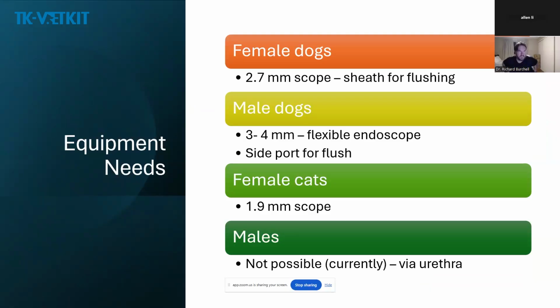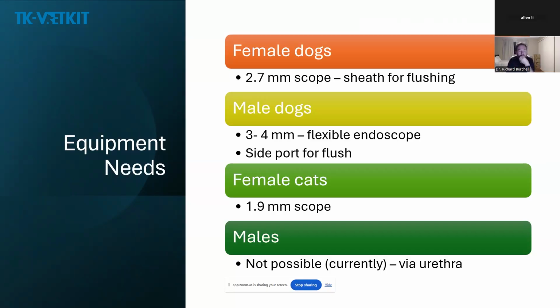Fortunately, there's overlap here, because for female dogs, that 2.7 millimeter scope in most cases will be fit for purpose. I used a 2.7 millimeter scope with a sheath quite recently on a 16-week golden retriever female, was able to get that in. Male dogs is a bit more of a challenge, because you need about a 3 to 4 millimeter flexible endoscope with a side port for flush, and it needs to be ideally 60 to 70 centimeters, so that you can do most male dogs.